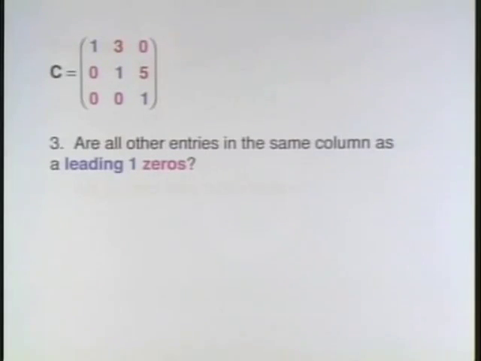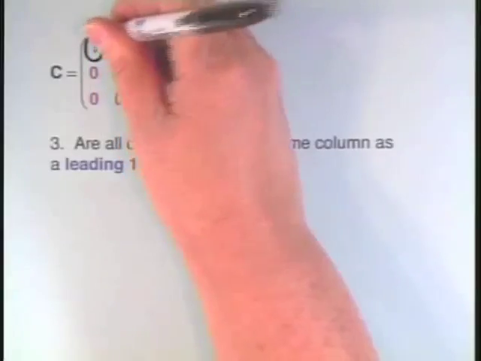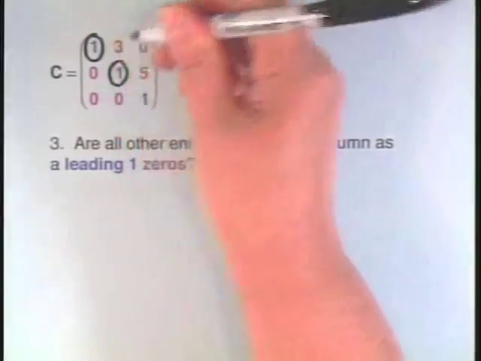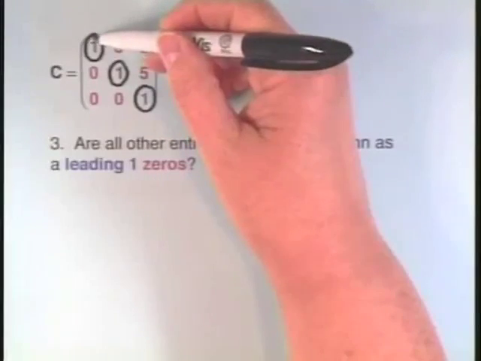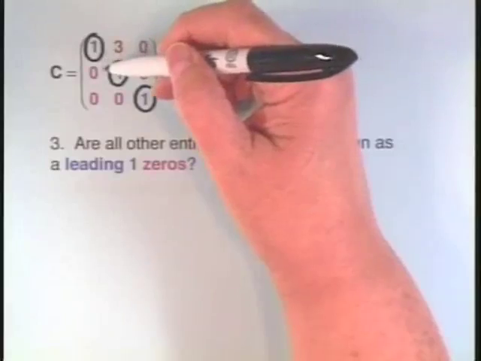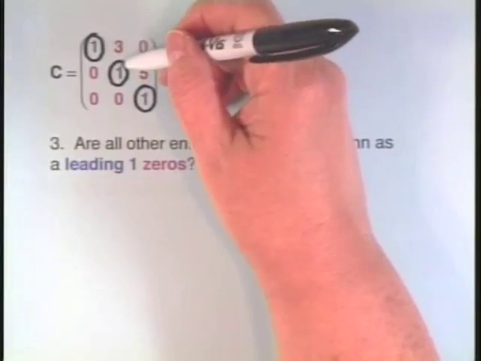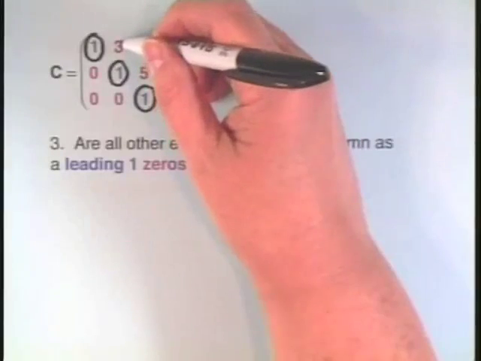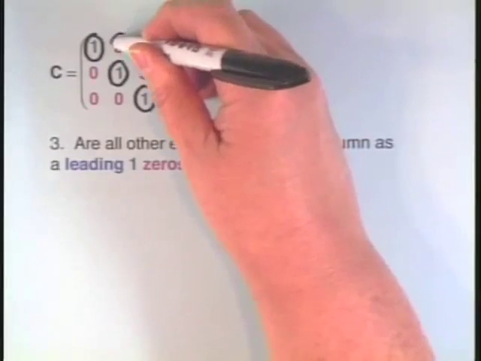Still using matrix C, number 3. Are all other entries in the same column as a leading one zeros? Again, identifying our leading ones. If I look in the same column as the leading one in row 1, I do have all zeros. However, when I look at the leading one in row 2, I see that above that leading one is a 3, not a 0. So that's a problem.